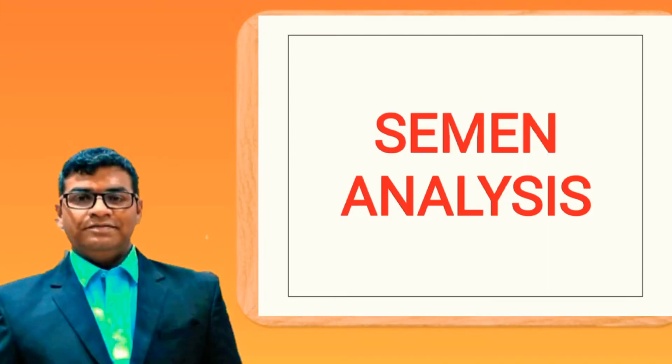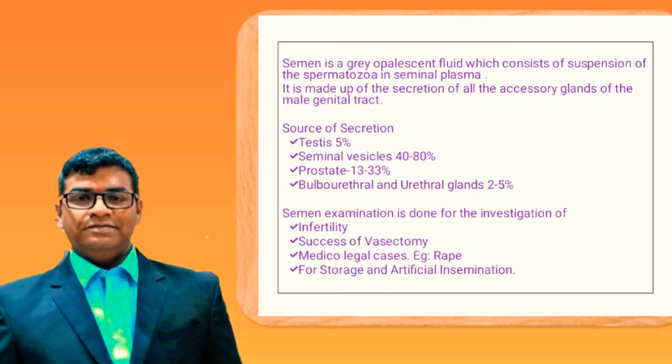Hi, hello everyone. Today we will discuss semen analysis. Semen is a gray opalescent fluid which consists of a suspension of the spermatozoa in the seminal plasma. It is made up of the secretion of all the accessory glands of the male genital tract.